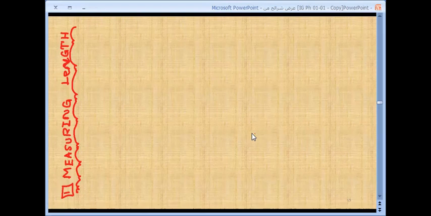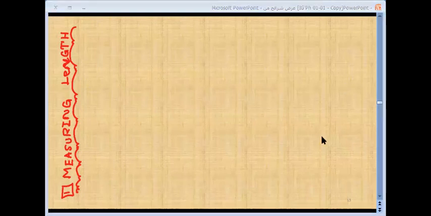Well, so by reaching this title, which is number 1, measuring length, this is our first step in topic 1, introductory mathematical skills. Alhamdulillah, done. Okay.